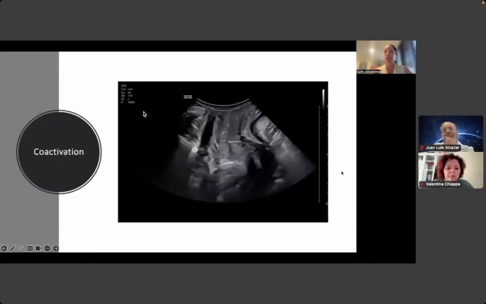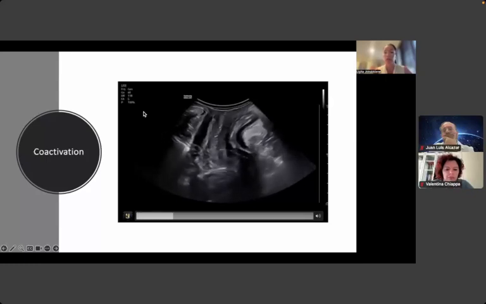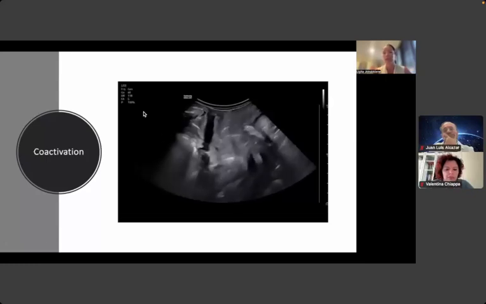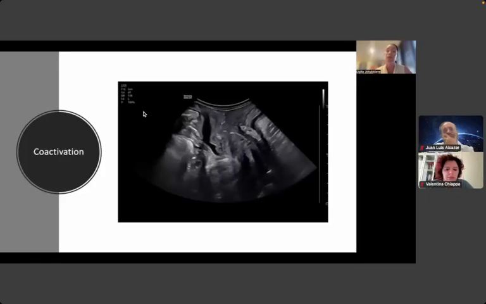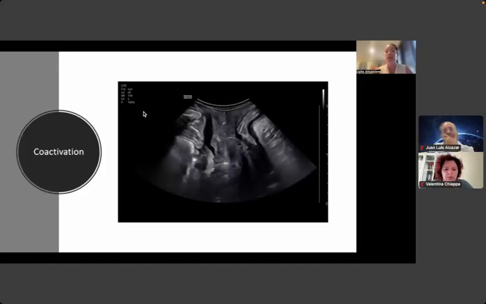Some patients, when we ask them to push, contract instead, which is called coactivation. So here we ask the patient to push, she's contracting because the distance becomes smaller. And thereafter, the patient is pushing and then again contracting. We call it coactivation.